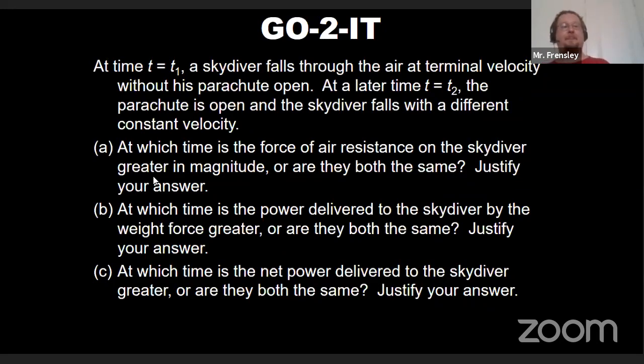Part A, at which time is the force of air resistance on the skydiver greater in magnitude? 1, 2, or are they both the same? Justify your answer. B, at which time is the power delivered to the skydiver by the weight force greater? 1, 2, or are they both the same? Justify your answer. And C, at which time is the net power, and it might be different, delivered to the skydiver greater? 1, 2, or are they both the same?